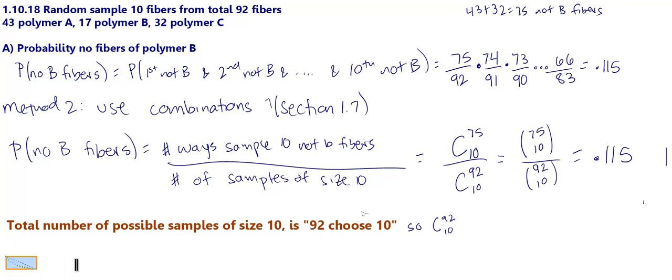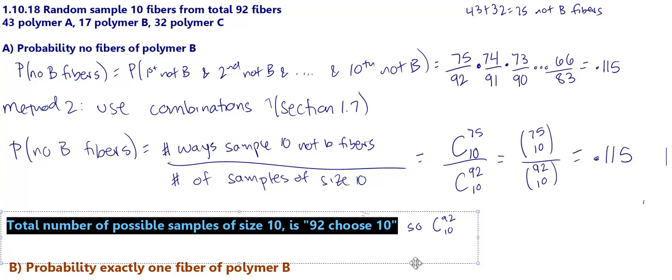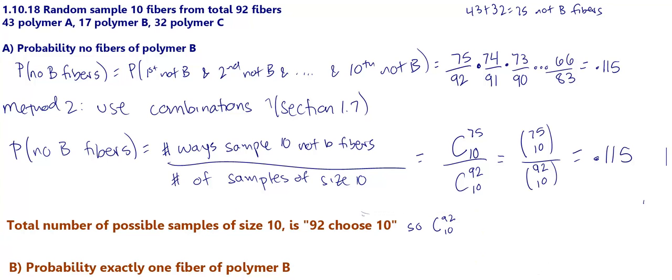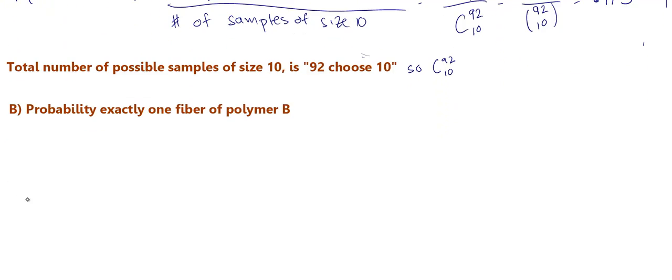Okay, now part B. Now we want the probability that we have exactly one fiber of polymer B. There are a few different ways we could do this problem. At this point, if we've learned about binomial probabilities, you could use the binomial probability for this. If we were trying to use just our basic probability rules, you'd have to draw out a tree diagram to list out all of your possible combinations.